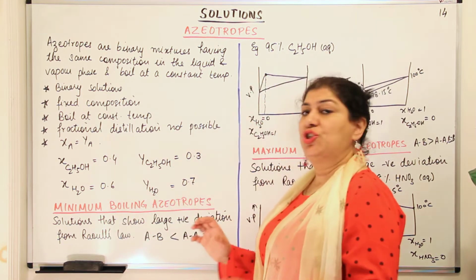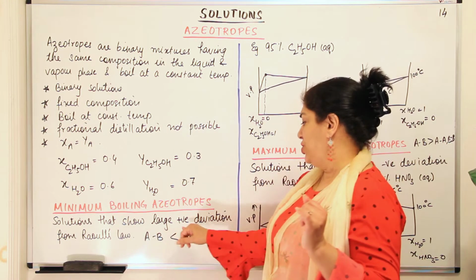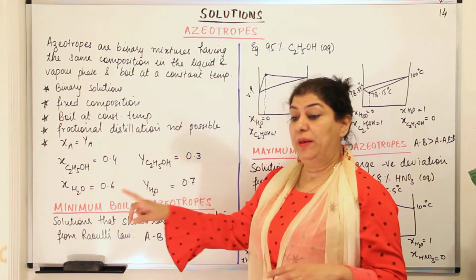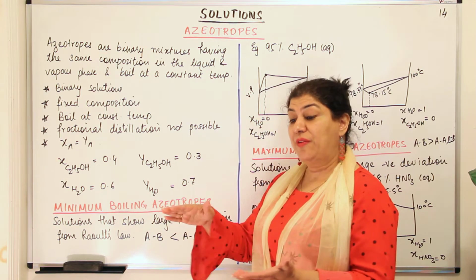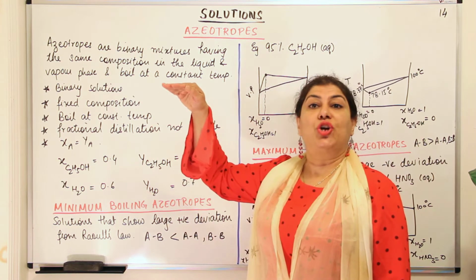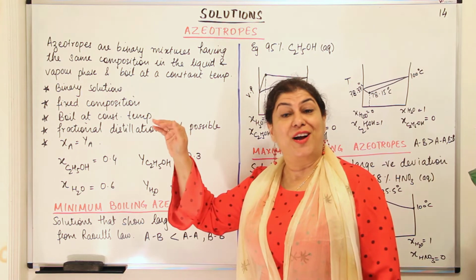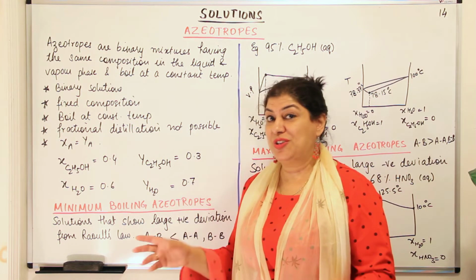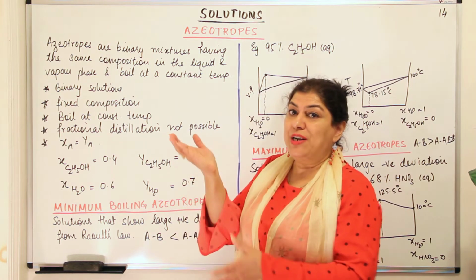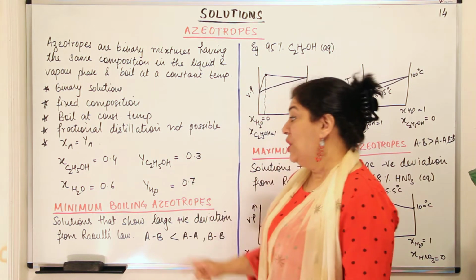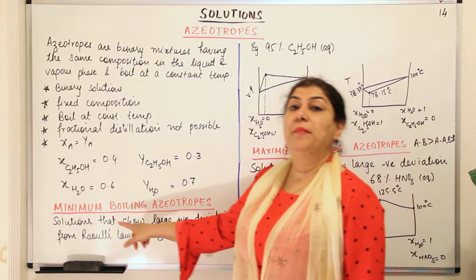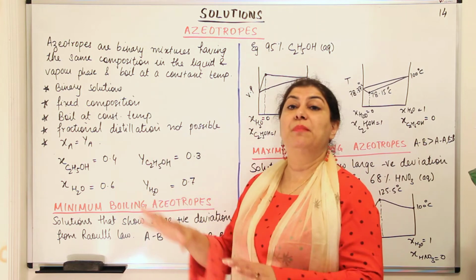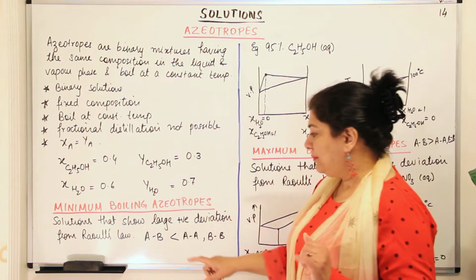So solutions which show a large positive deviation from Raoult's law will have a minimum boiling point. Large deviation, which means positive deviation, means vapor pressure is much higher. If vapor pressure is much higher, then the boiling point would be much lower, because the higher the vapor pressure, the lower is the boiling point. So such solutions will form minimum boiling azeotropes, which means azeotropes which have the minimum boiling point.